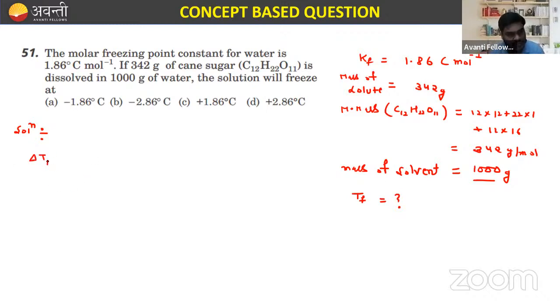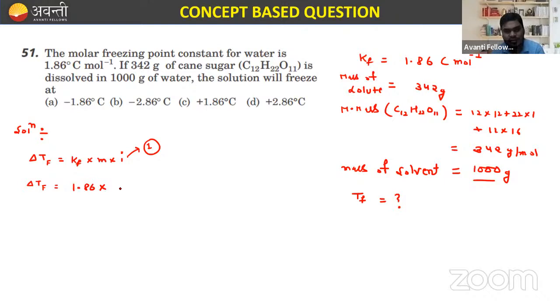So we all know what delta TF is. Delta TF is equal to KF into molality into i. In this, cane sugar is given. For such a covalent compound, i is always equal to 1 because it will not undergo any dissociation or association. So delta TF is KF, which is equal to 1.86.